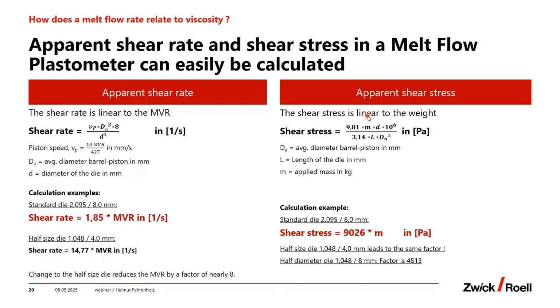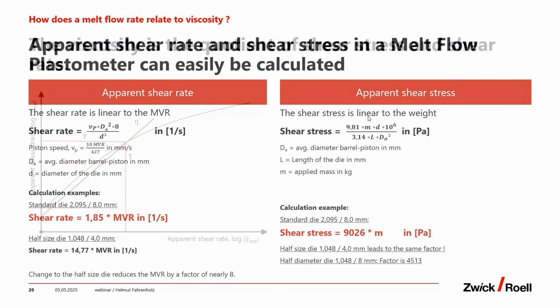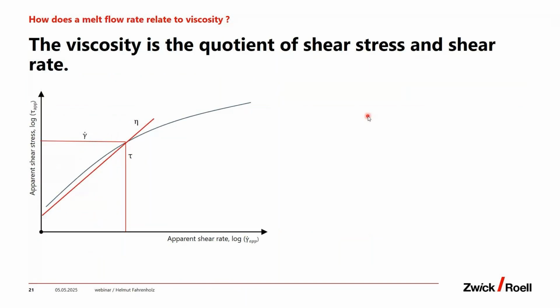It is apparent because there are some, let's say, odds. So in the intake of the die and at the outlet, there is a flow which is not that, how do you say, linear. And so there are some smaller mistakes that come into it. And normally when we do these measurements or we convert directly, we have no correction like the Bagley correction or the Rabinowitsch correction or what else.